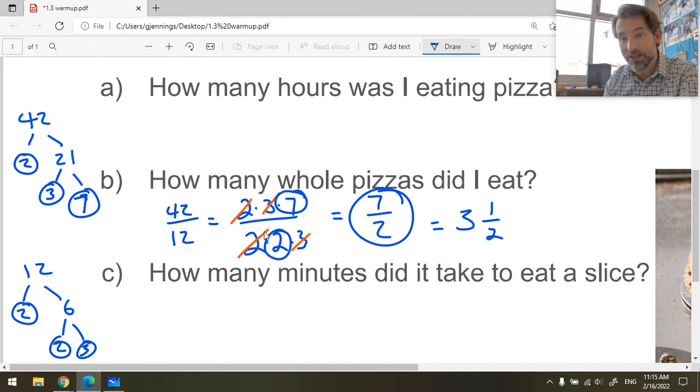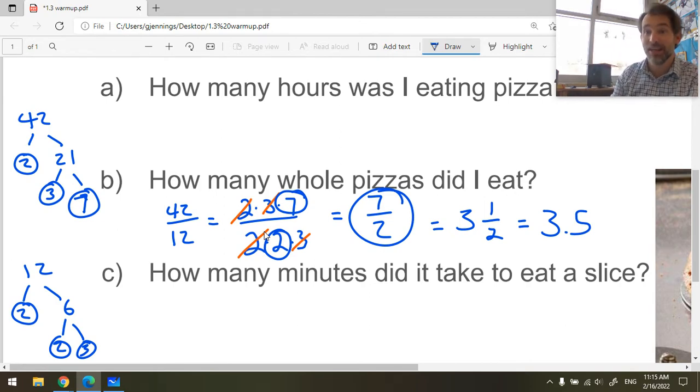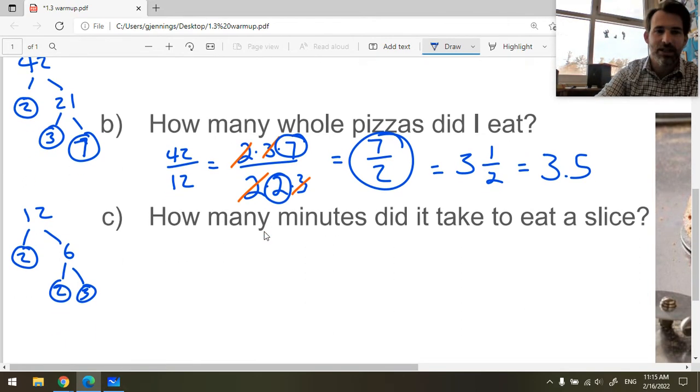Okay, 3.5 pizzas. Or another way, 3.5. Your calculator will tell you that's 3.5. Okay, so that's how many pizzas I ate, 3.5 pizzas last night. Now, let's see if we can figure out how many minutes it took to eat a slice.